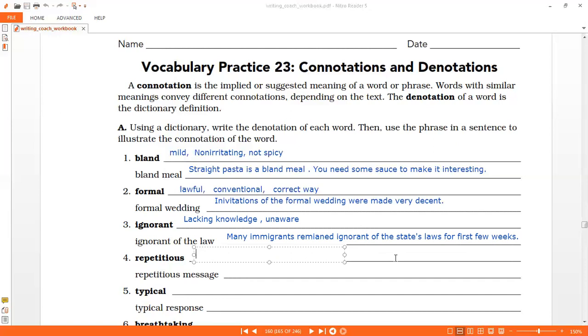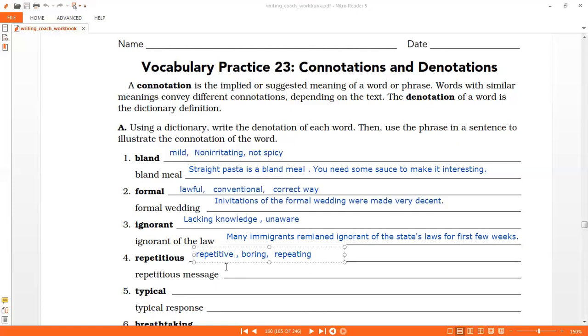Our fourth word is repetitious, which means something that is repetitive, and if it is repetitive, it eventually becomes boring or monotonous. Boring or monotonous or repetitive, or something that repeats, a repeating thing.